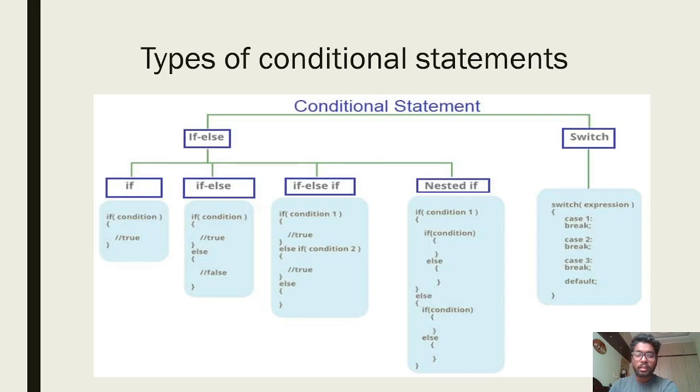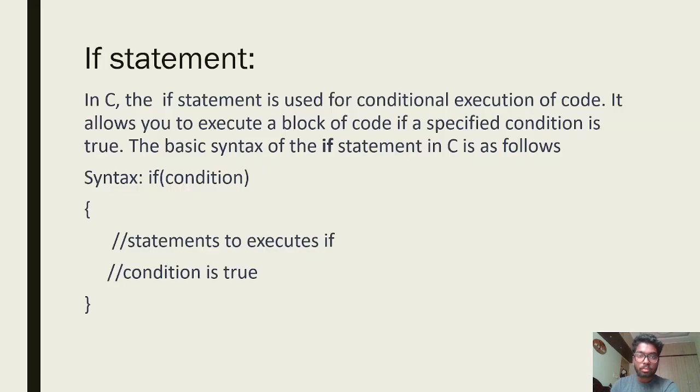So here you can see some of the frequently used basic conditional statements in C programming. So the first one is if, and the syntax is given below. If else if, and the nested if. And coming to the last, it is the switch case. So let's see one by one.